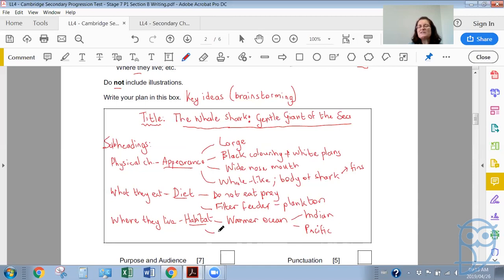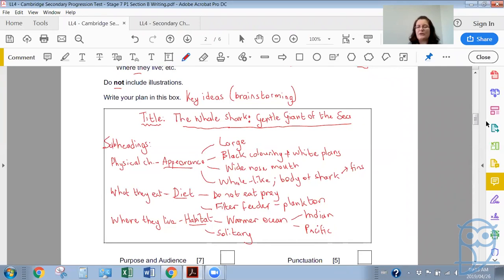They're quite solitary, so you very rarely see whale sharks in big groups. They're usually on their own, and if there is more than one, it's probably a mother and a baby. Okay, so yeah, this is what I know just from brainstorming.